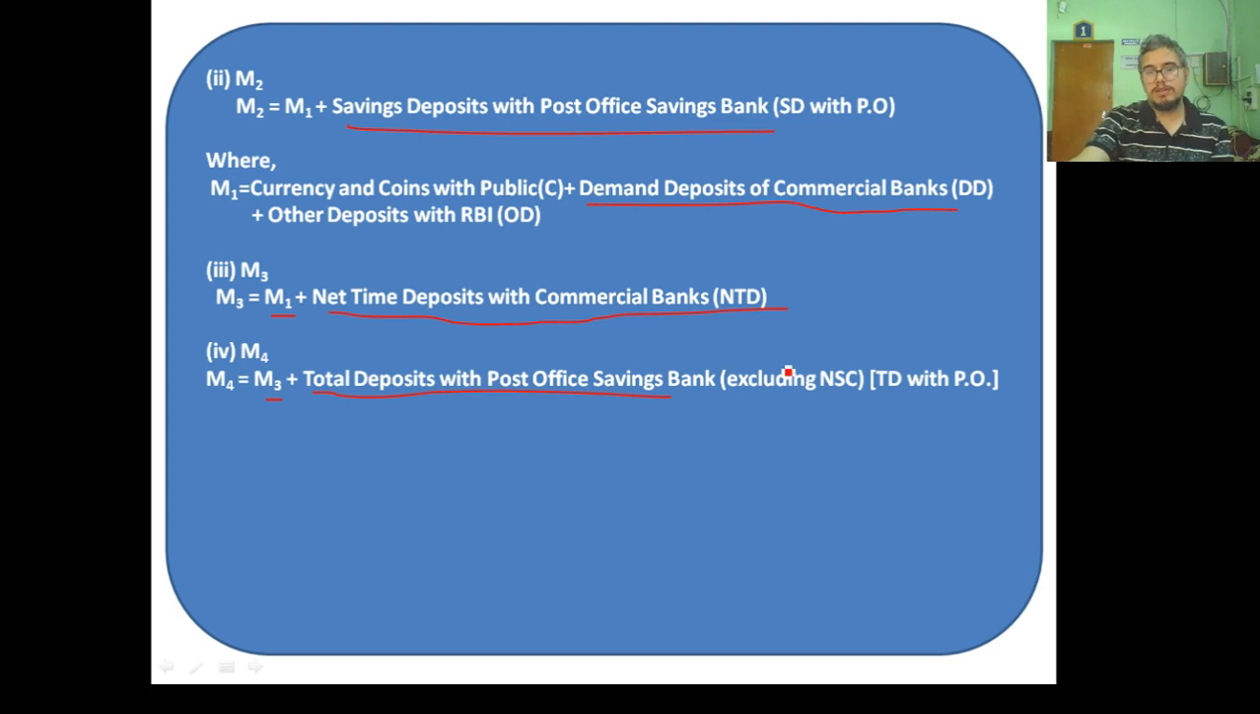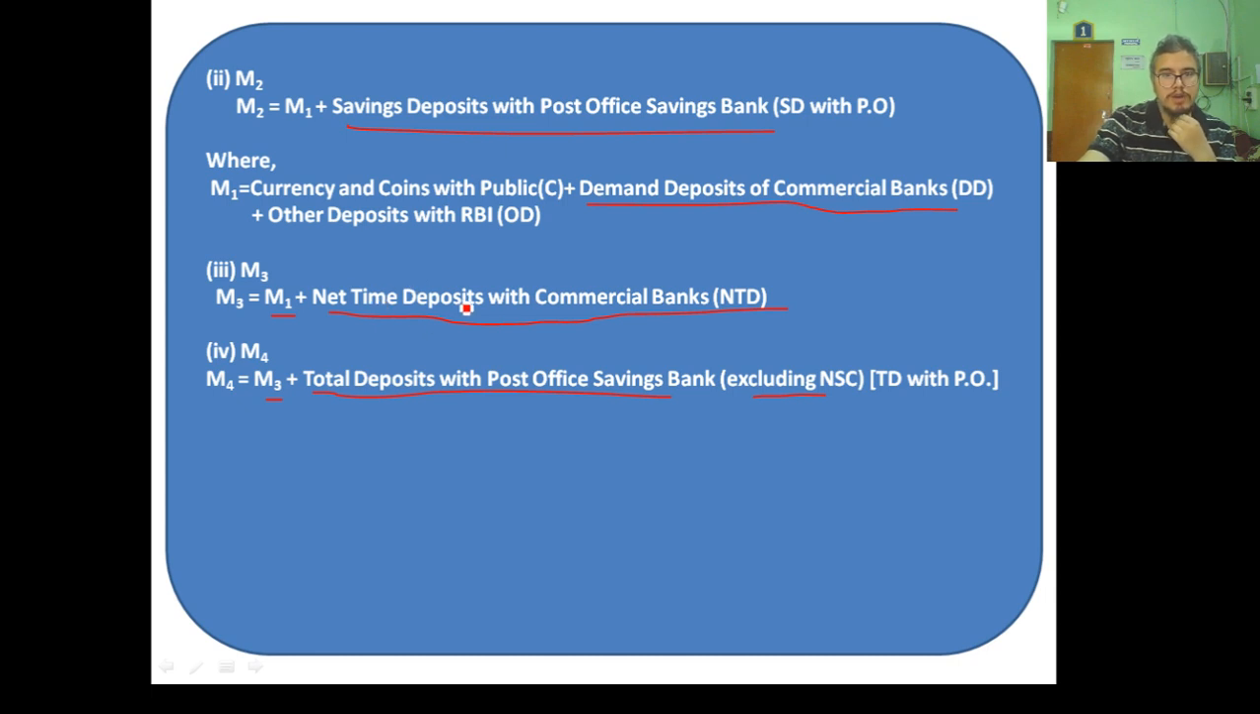Now here, excluding NSC, we'll discuss this bit later. Let us now focus on this. Here what happened was, in M1 demand deposit was already there, so when we add time deposit with M1, it becomes the total deposit held with commercial banks. If we add demand deposits with net time deposits, then it will give you total deposits with commercial banks. So M3 is already including the total deposits held by commercial banks.